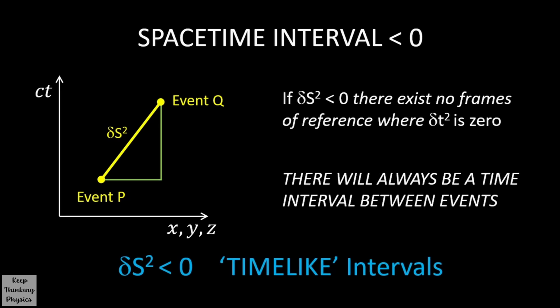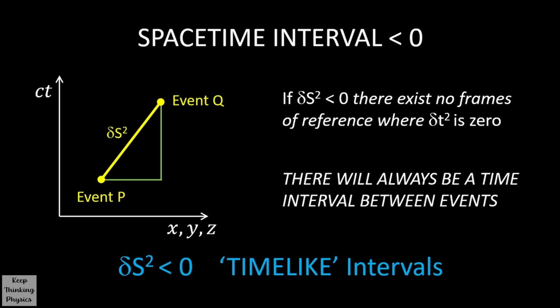And that means that no matter what reference frame an observer is looking at these two events from, that observer can never find a reference frame where the time interval is 0. There is only one reference frame where dr is 0, and even in that case, the time interval would still be more than 0. So the conclusion is that there exist no frames of reference where the time interval is 0.